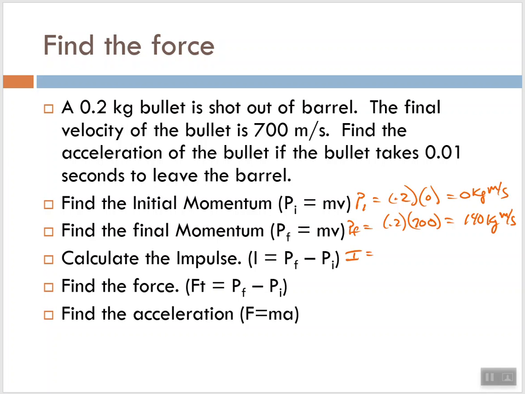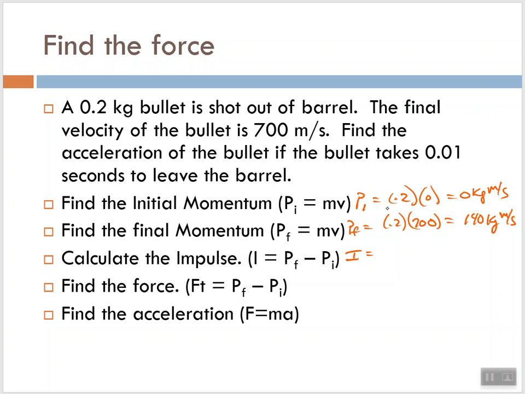I've done a little bit of the math here to get us started on this problem. We've got this bullet that's going to be shot out of the barrel, and it has a mass of 0.2 and a final velocity of 700. If it's a bullet, then we're going to say it starts at 0. They want us to find the acceleration of the bullet, and they give us a time, how long it takes to come out of the barrel. So what we're talking about here is finding the impulse, and then setting that impulse equal to force times time, and then solving for the force, solving for the acceleration.